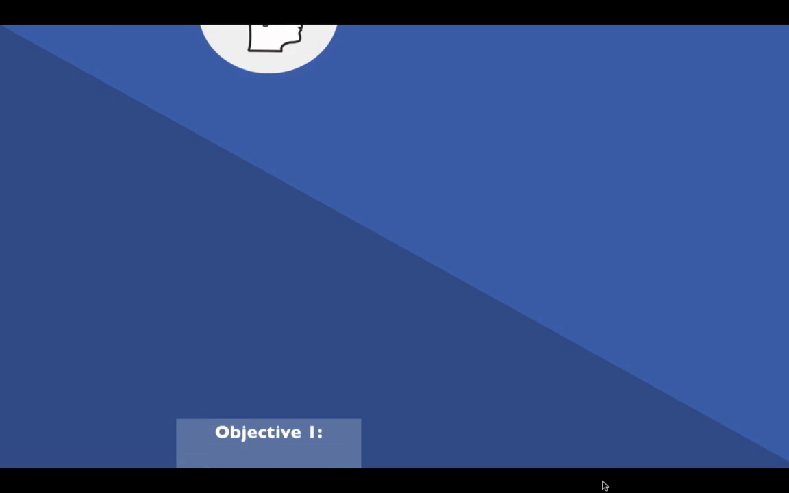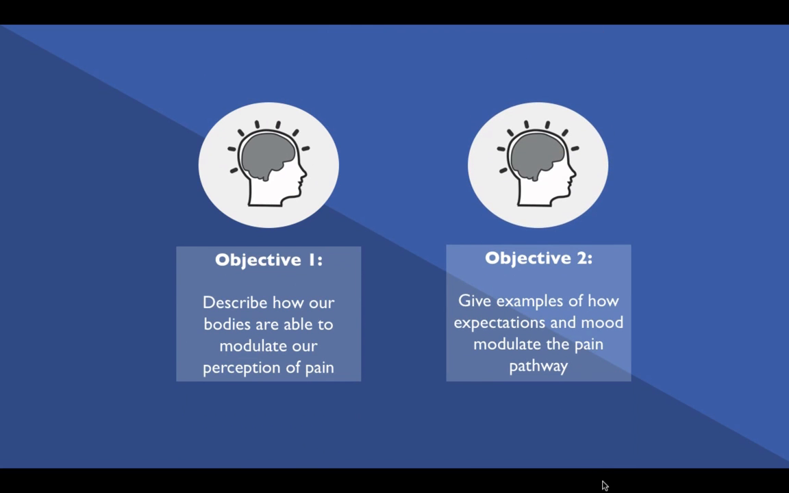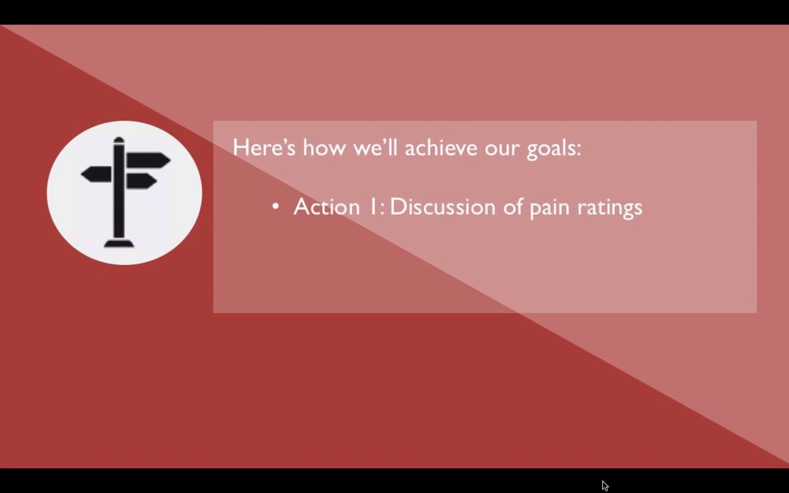At the end of this lesson, students should be able to describe how our bodies are able to modulate our perceptions of pain and give examples of how expectations and mood modulate the pain pathway. We'll achieve these goals through a discussion of pain ratings and watching and discussing videos.